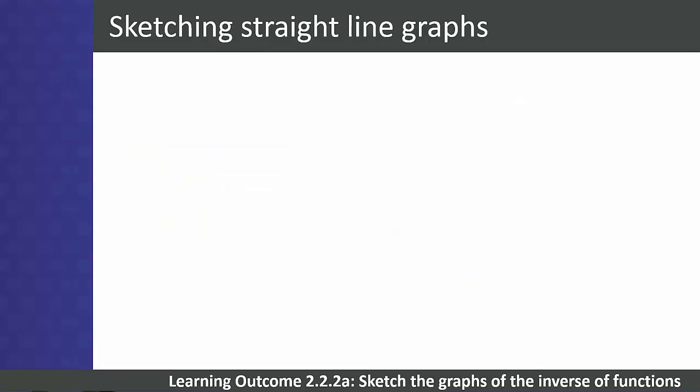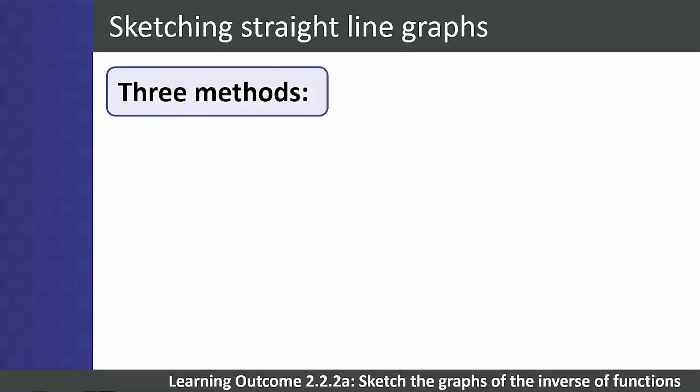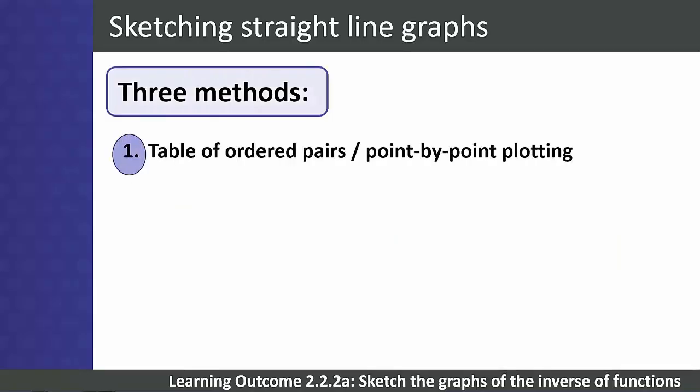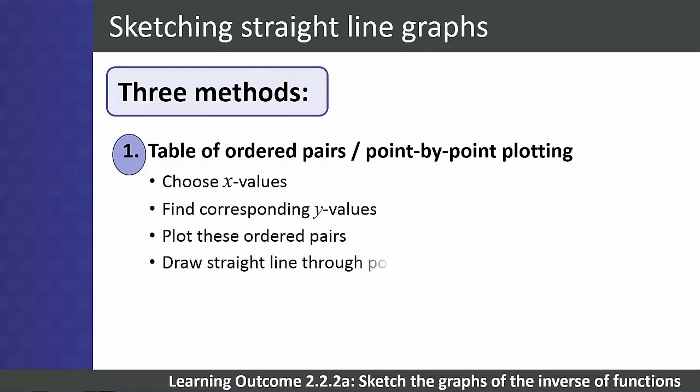To sketch a straight line graph, students should recall from previous levels that we can use one of three methods. Method 1. A table of ordered pairs. First, choose some x values. Then calculate the value of the corresponding y values. Then plot these points, and finally, draw the straight line through them.